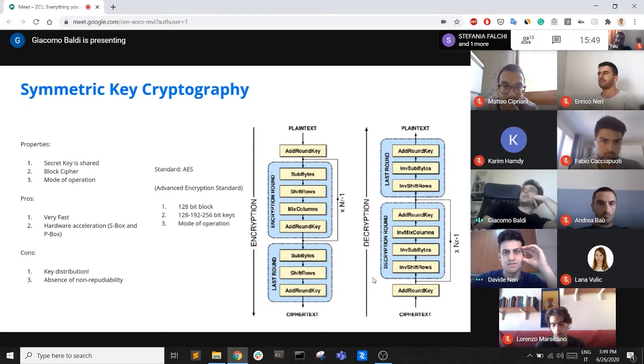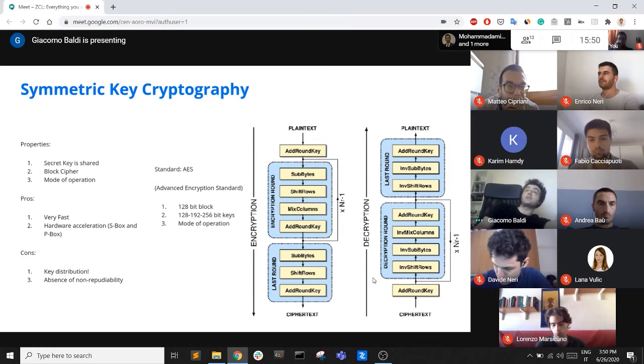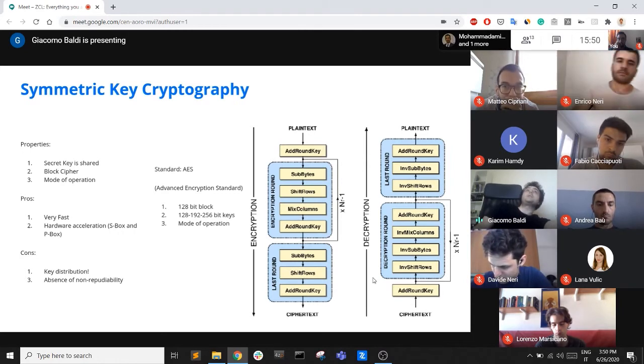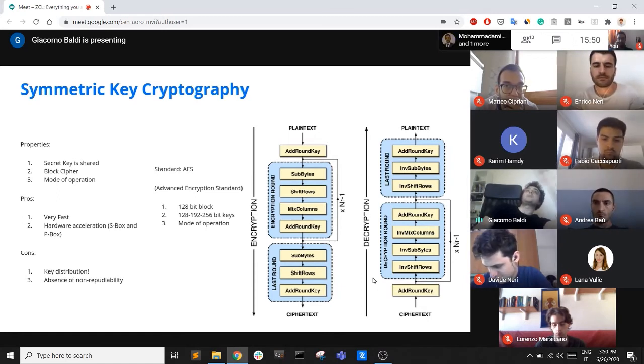This is another primitive of cryptography. Usually, the main usage of symmetric key cryptography is for obtaining privacy, while secure hashes were there to obtain integrity and authenticity. How is it implemented? You have a secret key that is shared between the parties that want to communicate. So Alice has a key and Bob has the same key.